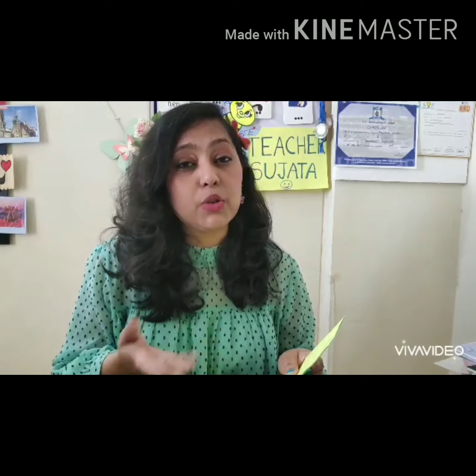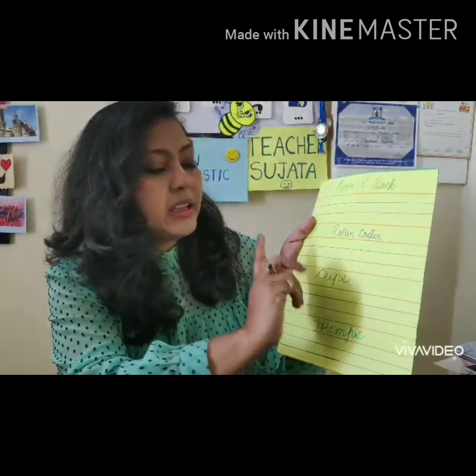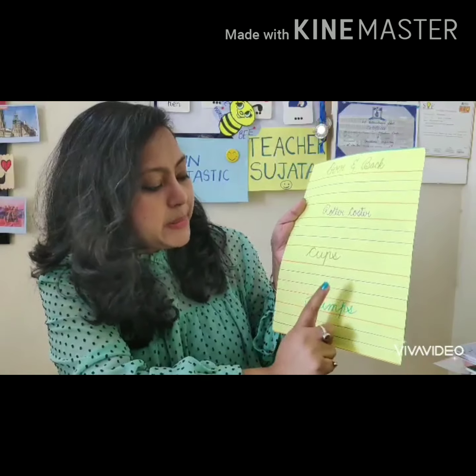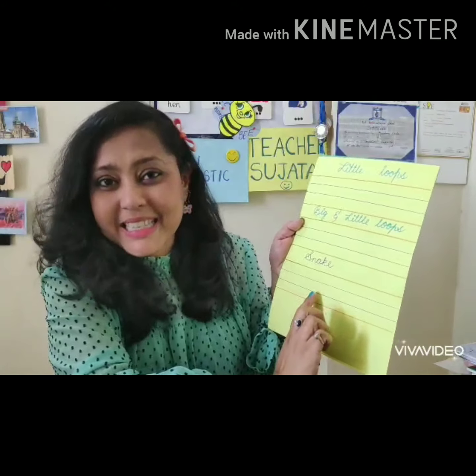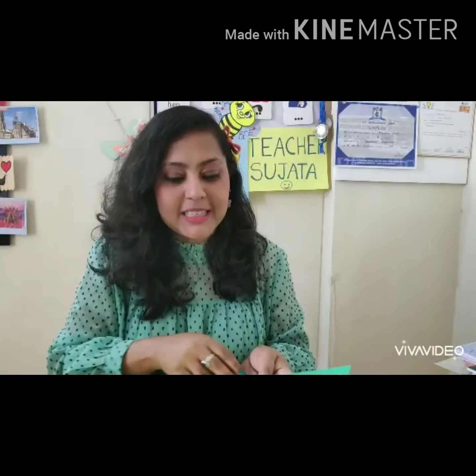I personally prefer some names, so that you can teach a child with the names and it is useful for you also. Like first is over and back, roller coaster, cups, humps, little loops, big and little loops, and snake. These are my favorite patterns.